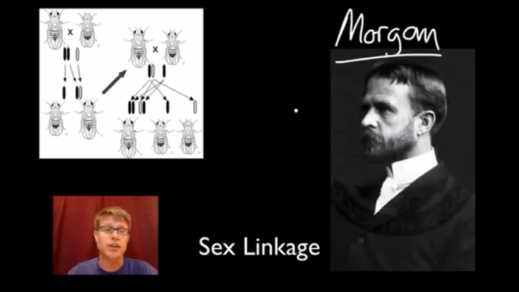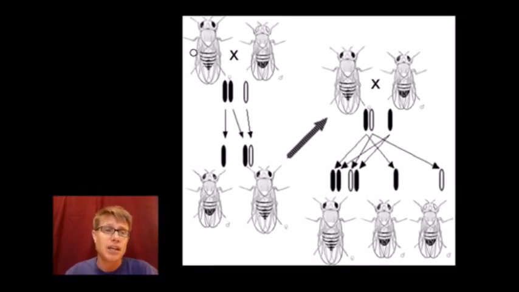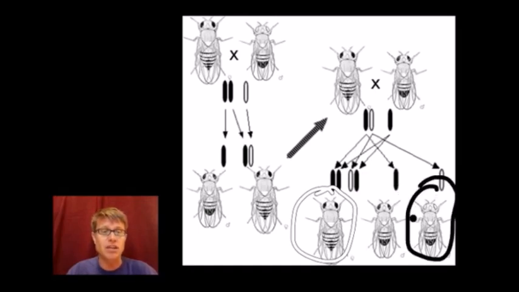It was Thomas Hunt Morgan, and he crossed fruit flies. In this cross, he crossed females with dark eyes with males with light eyes, and he got all offspring with dark eyes. So that makes sense. But in the next cross, he crossed these females with males, and what he found is that all of the female offspring had dark eyes, but half of the males actually had this light mutation.